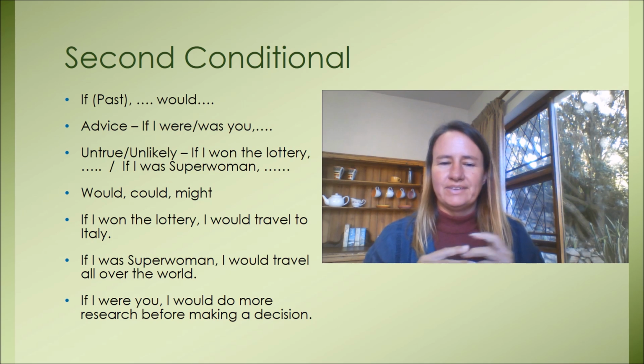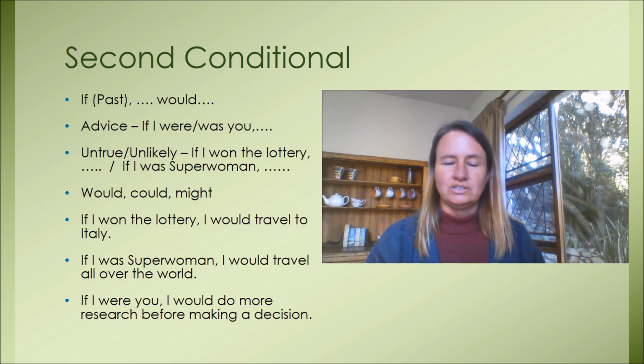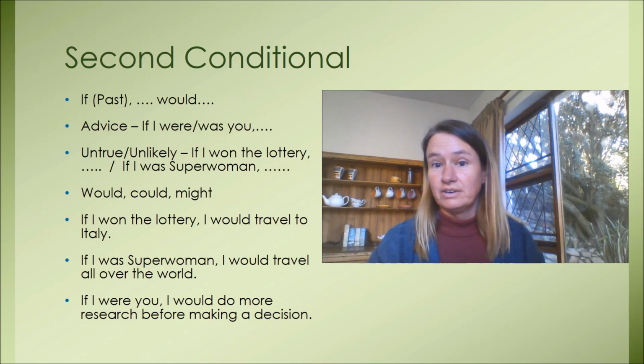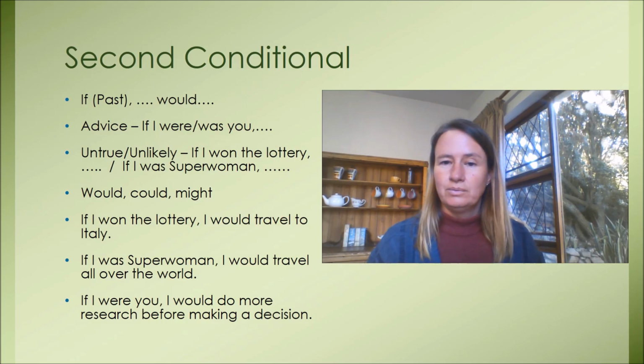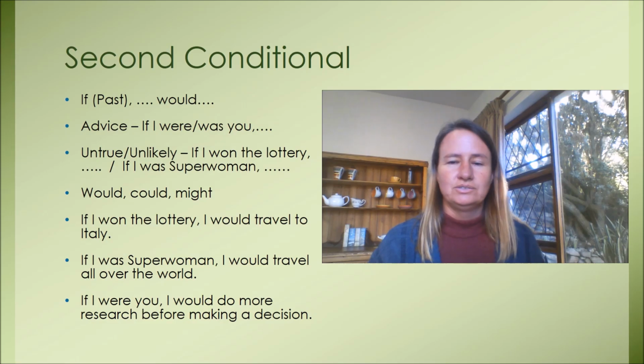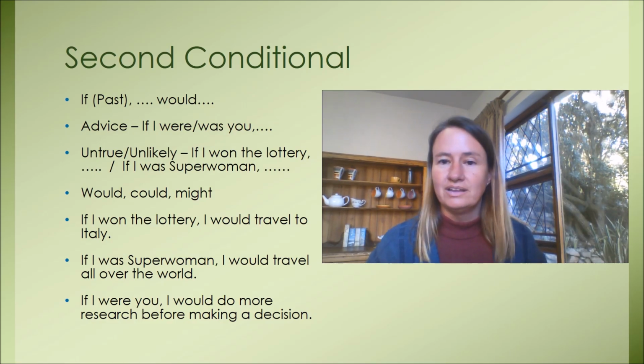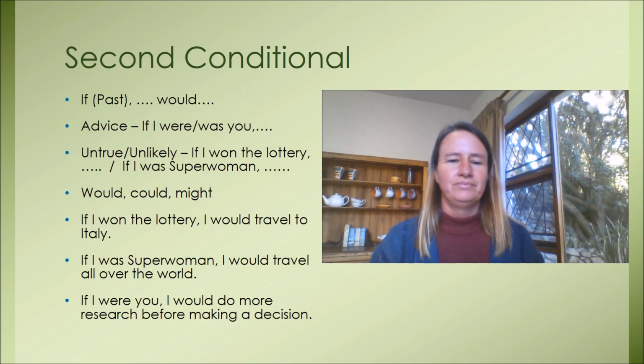Let's look at how we normally use second conditionals. Okay. The most common use is advice. Alright. We've all heard, if I were you, if I was you. Both can be used, both are correct. Okay. I am used to, if I were you. But if I was you is also correct.